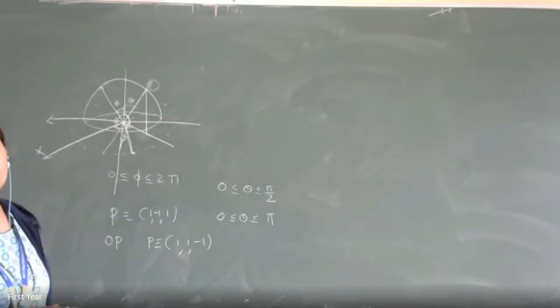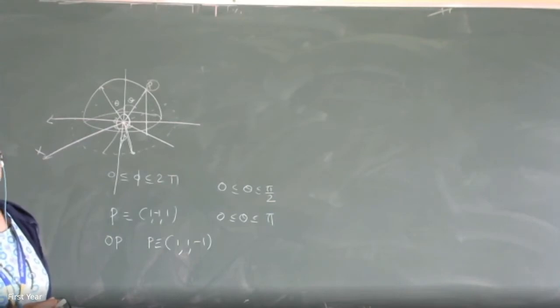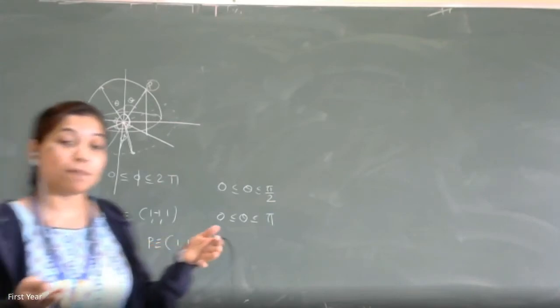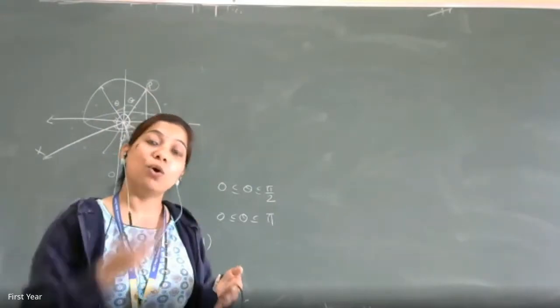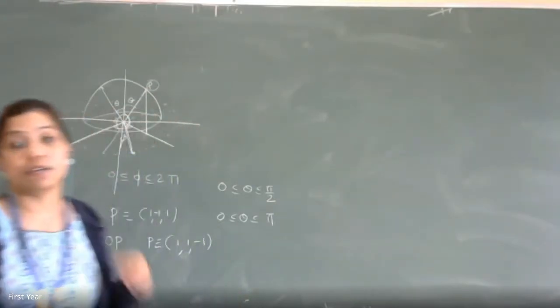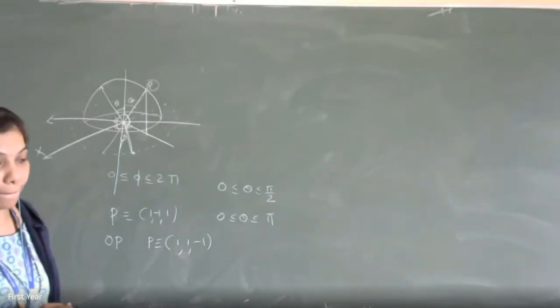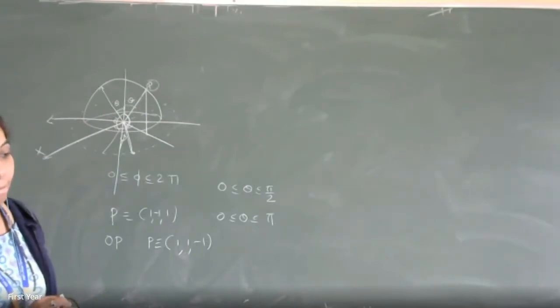Okay? Is it clear? And I showed you with the help of that paper, right? What is the rotation which is possible for closing that semicircle? Only 0 to pi. So that is the thing. Are you convinced with the range of theta and phi?